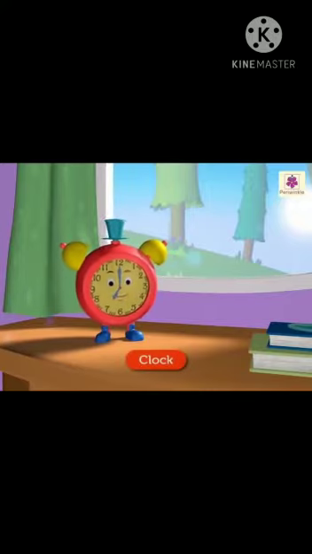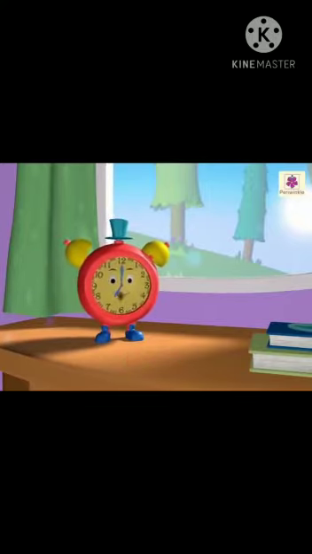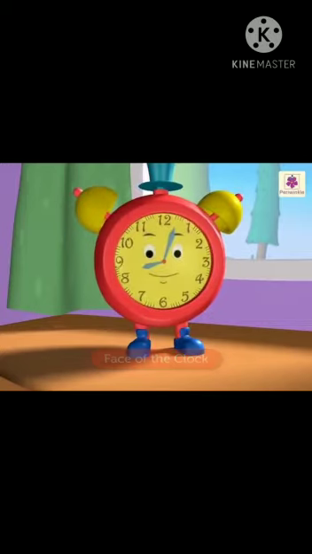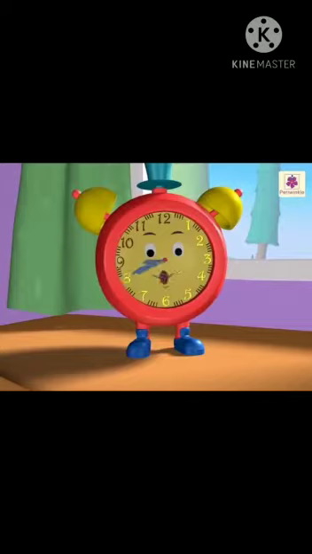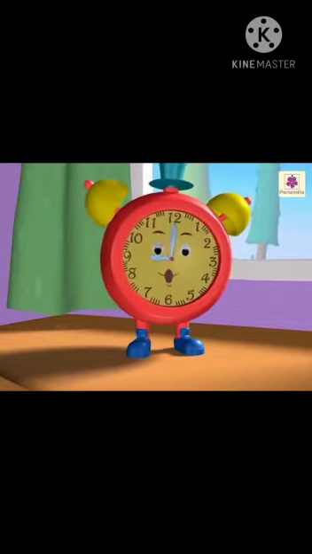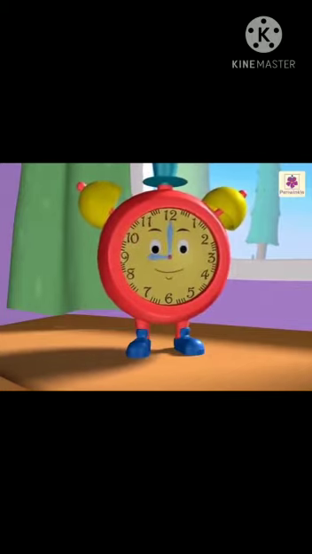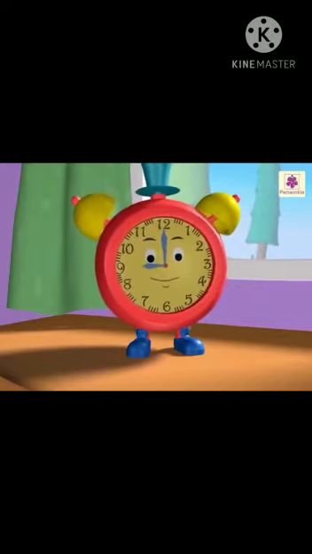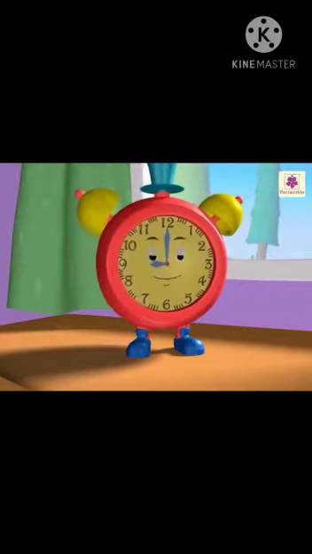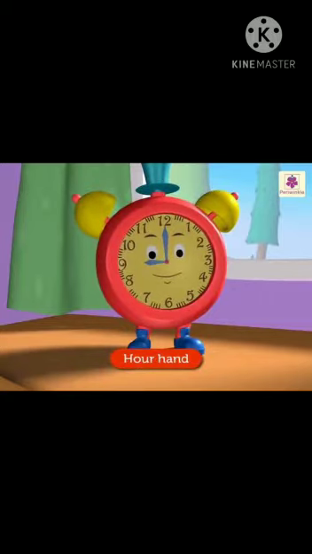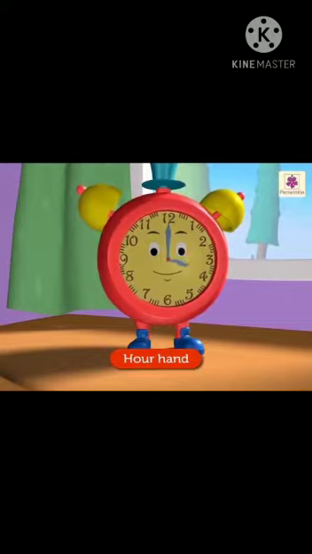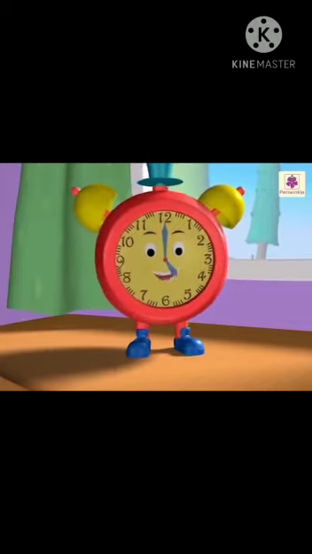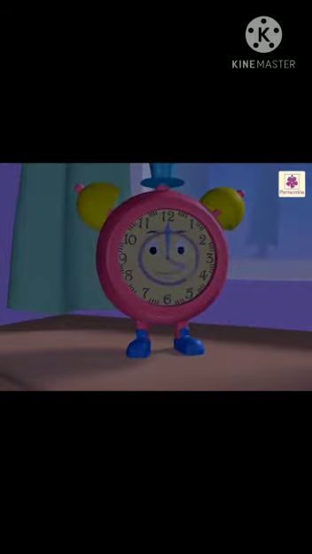Hey, I am a clock. I am used to know the time. My flat surface is called my face. The numbers 1 to 12 appear on my face. I have two hands just like you. But my one hand is short and the other long. My short hand is also called an hour hand. It shows the hour. A day has 24 hours. So the hour hand completes two rounds in 24 hours.